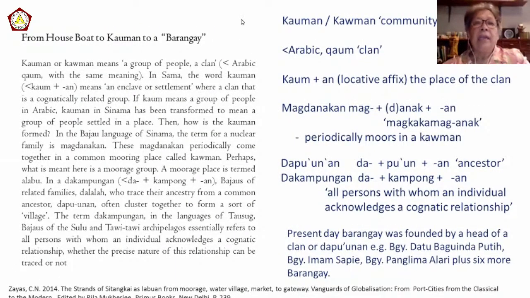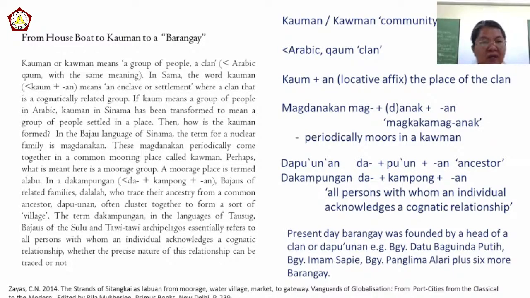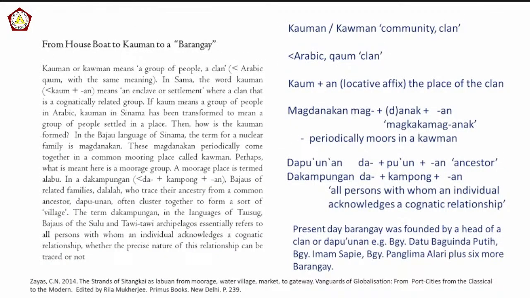Okay, now. Can we ask RV? I'd like to read this. Remember, our topic is how a village community is formed. So, from houseboat to a kauman, or kauman means a group of people, clan. That's Arabic. In Sama, the word kauman means an enclave or settlement for a clan that is cognatically related. If Kaum means a group of people in Arabic, Kauman, in Sinama, has been transformed to mean a group of settled place. Then how is the Kauman formed?